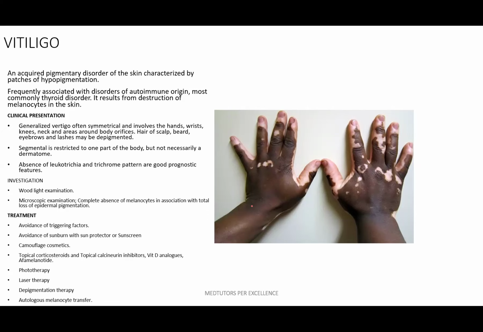For the treatment, you have to avoid the triggering factors, like you shouldn't be exposed to the sun. Avoid sunburns, which can worsen the vitiligo. Then you can use cosmetics to camouflage it. You can use corticosteroids, but the bottom line is you should know that it doesn't have a cure. You can use phototherapy to reduce it, and laser therapy. Okay, depigmentation, autologous melanocyte transfer. Some people, you just see it progressing, evolving everywhere in their body.